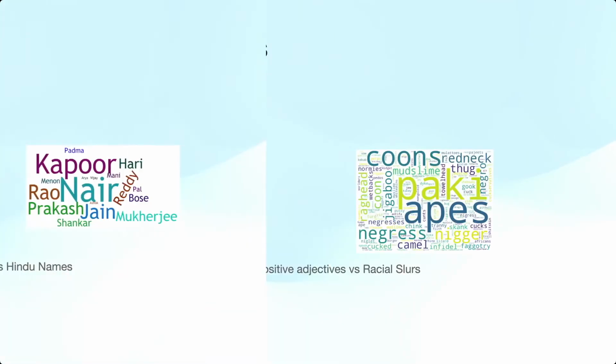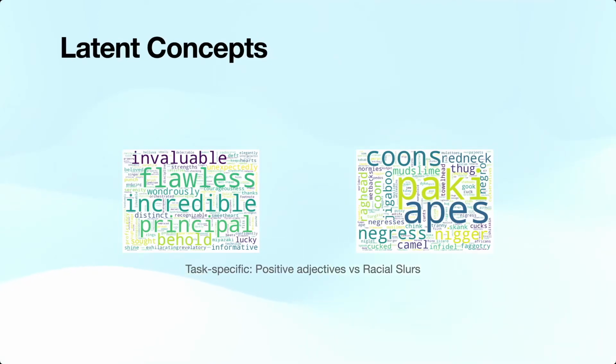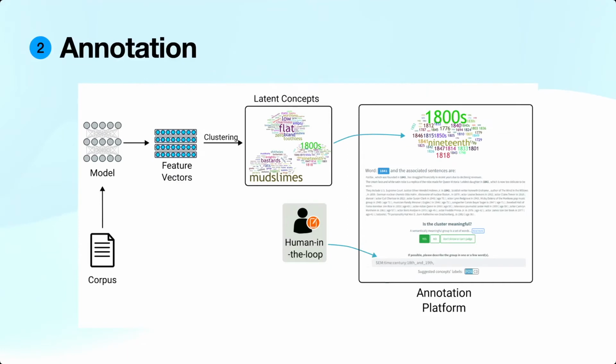We've also seen fine-tuned models learn task-specific concepts that directly relate to the task at hand. Examples shown here are positive adjectives in the case of a sentiment classification problem, and racial slurs in the case of a hate speech detection model. In any case, once we have the latent concepts from the pre-processing, we can begin the annotation process by introducing a human in the loop.